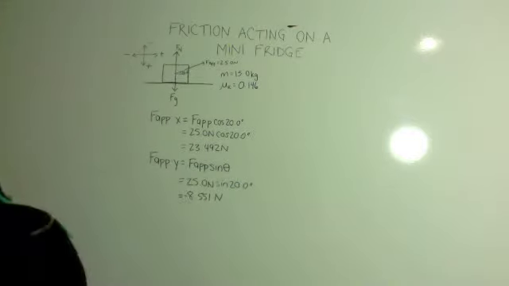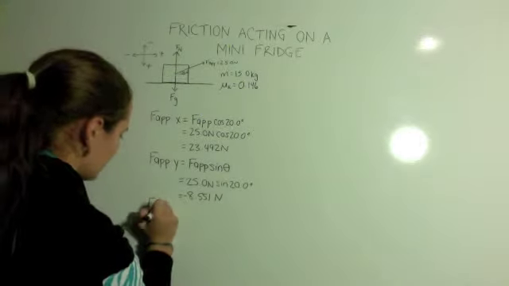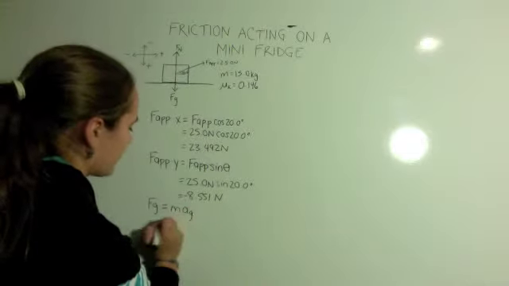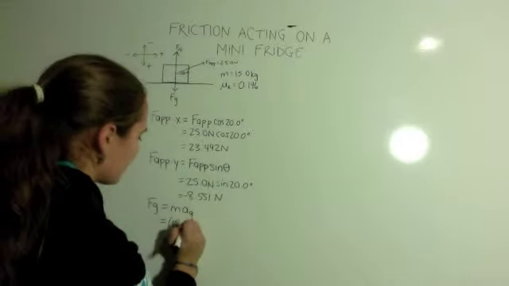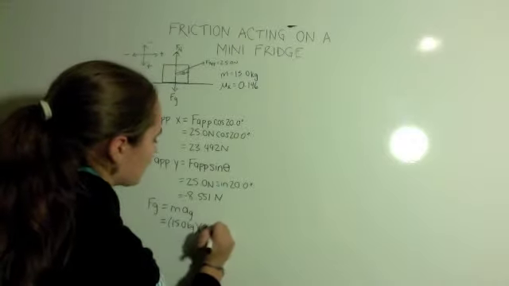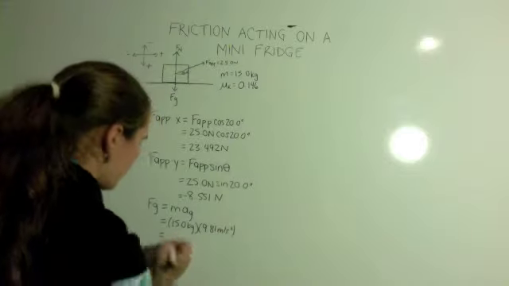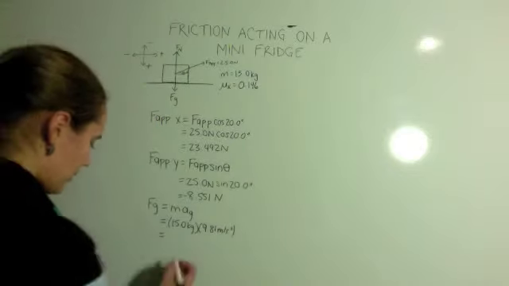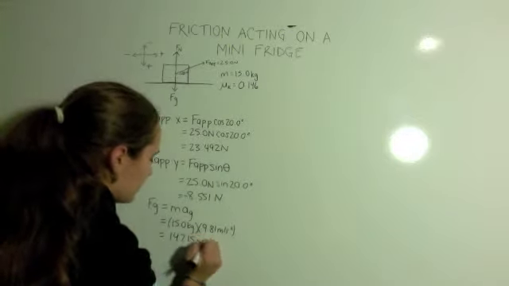Now we can find the force of gravity acting on the fridge. So this little equation, mass times acceleration due to gravity. So we'll sub in the mass, 15.0 kilograms, times acceleration due to gravity, 9.81 meters per second squared. And this value is 147.15 newtons. And it's going down, so we can leave it positive.